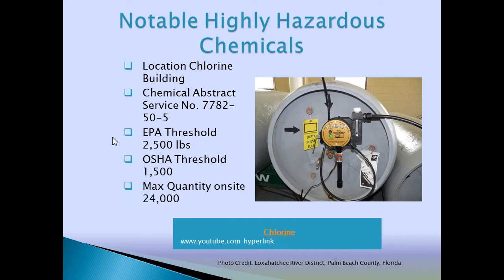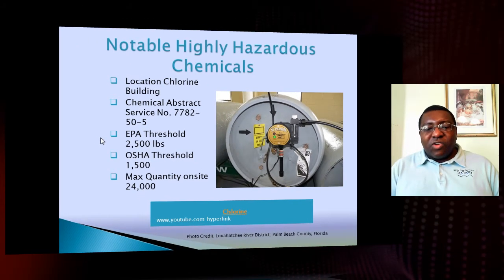So here you see a ton cylinder of chlorine with a gas regulator, and it's pulling out gas. The regulator is adjusted on the top end, and that's where your gas is. It's located in a chlorine building, so it's telling you the location, your chemical abstract, your EPA threshold. OSHA has their own threshold, and the max quantity on site is 24,000 pounds of chlorine in this particular site. This one was the Waxahachie River District in Palm Beach County, so your threshold may be somewhere else.